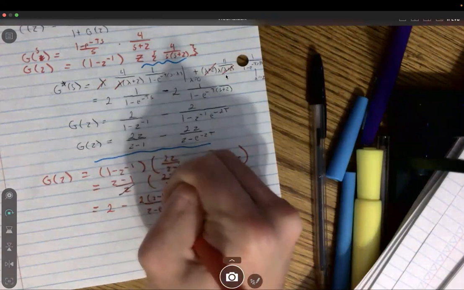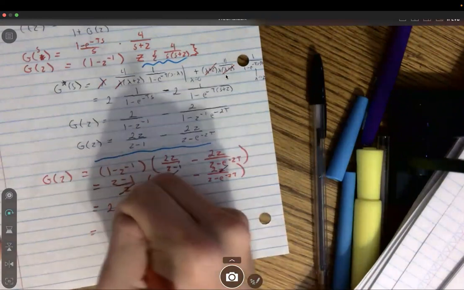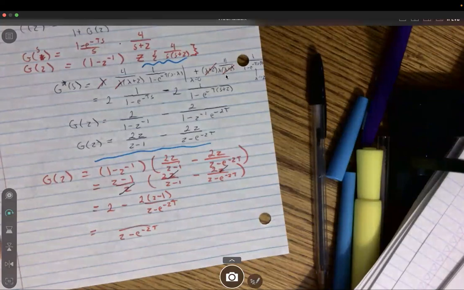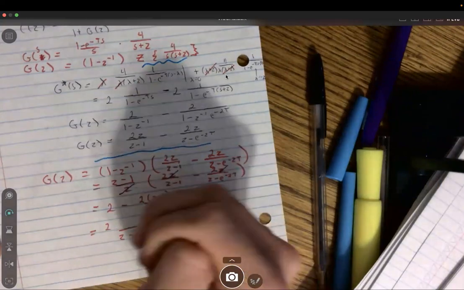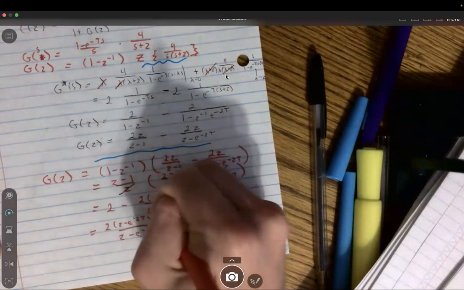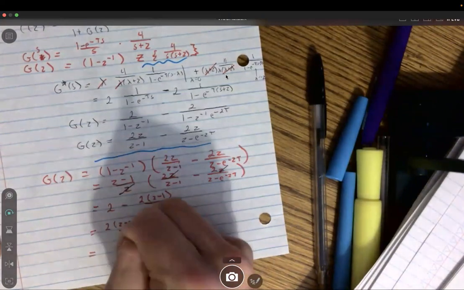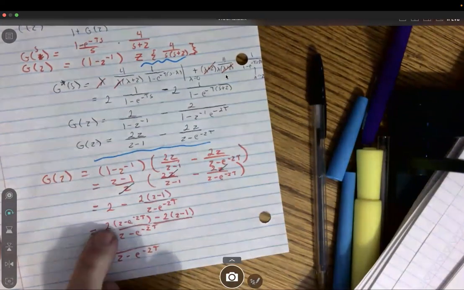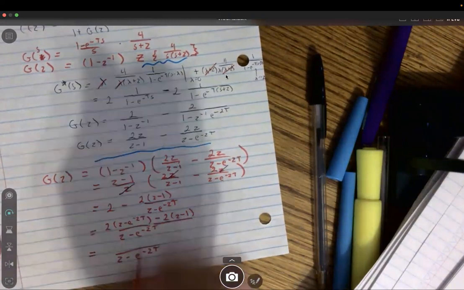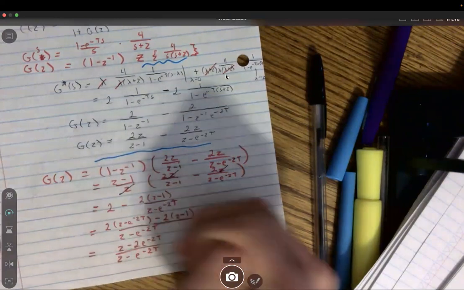So what we're going to get here is you make a common denominator, Z minus e to the negative 2T, and in the numerator this would be 2 times Z minus e to the negative 2T, and then minus 2 times Z minus 1. Now, solving this, in the numerator we get 2Z minus 2Z, which is 0, minus 2e to the negative 2T, and then plus Z, so Z minus 2e to the negative 2T.